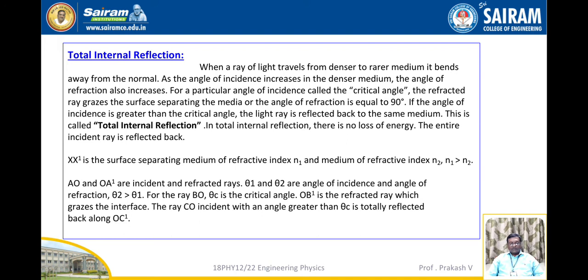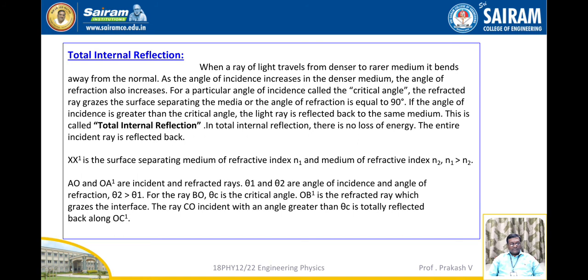When a ray of light travels from a denser to a rarer medium, it bends away from the normal. As the angle of incidence increases in the denser medium, the angle of refraction also increases. For a particular angle of incidence, called the critical angle, the refracted ray grazes the boundary separating the media, or the angle of refraction is equal to 90 degrees.